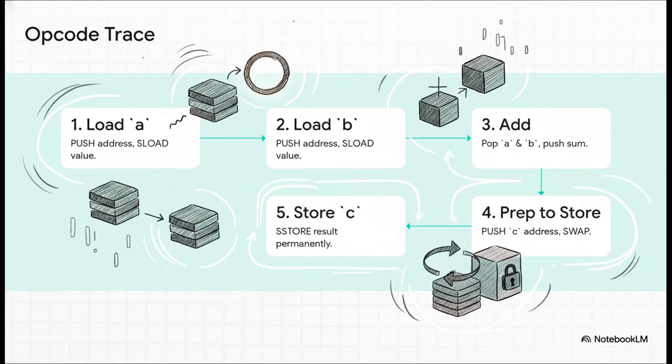The add opcode comes in, pops them both off, adds them together, and pushes the result back on. Finally, we push the storage spot for C, swap the items to get them in the right order, and then bam, sstore saves the result permanently. Isn't that wild? A whole meticulous dance of data for just one simple addition.